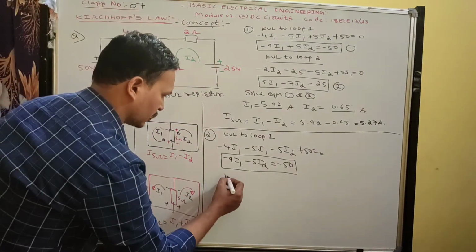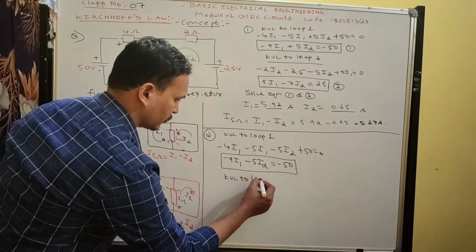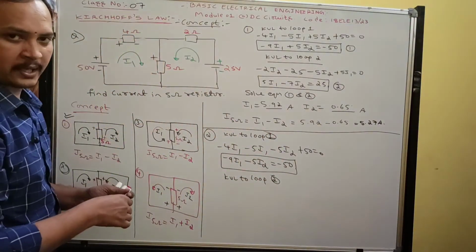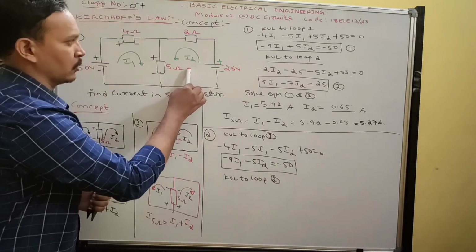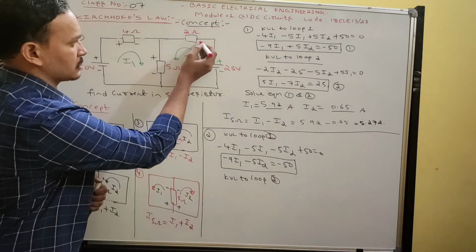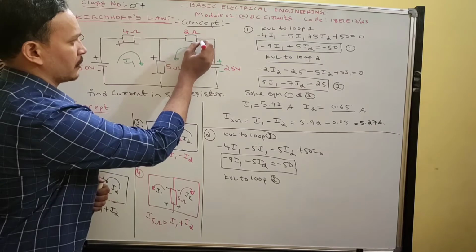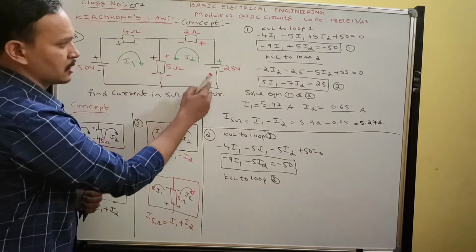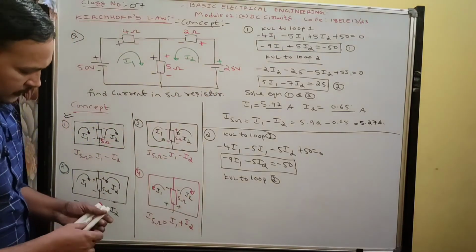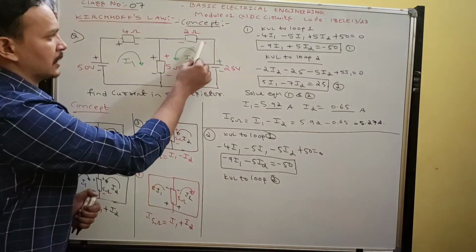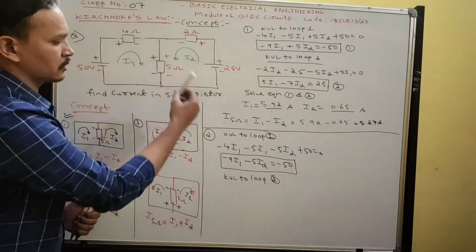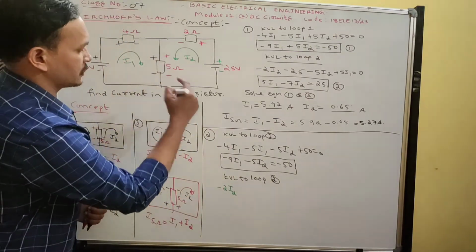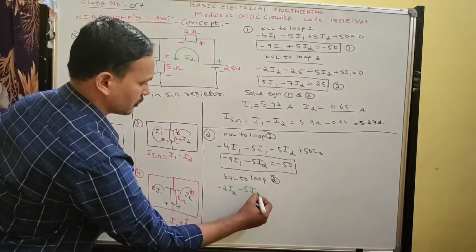Now apply KVL to loop 2. So this is loop 2. Before applying KVL, mark the sign convention for the second loop. This current is entering this resistor, mark plus here. Mark plus, leaves negative. The current enters the resistor, and the polarity of the EMF source is fixed. Now concentrate only on loop 2. Start from here. This current is flowing from plus to minus, drop, minus 2 I2, plus to minus drop, minus 5 I2.